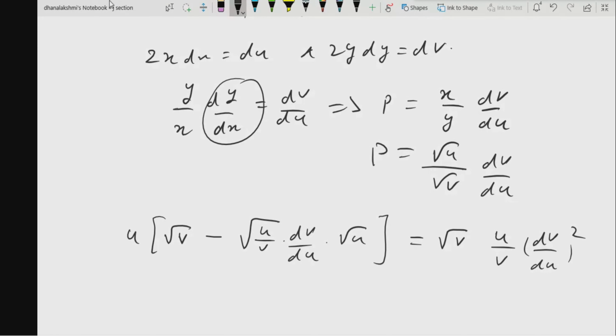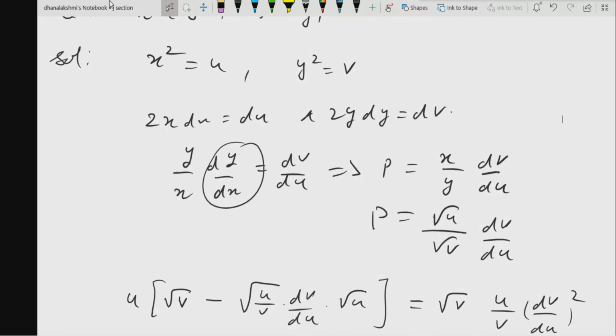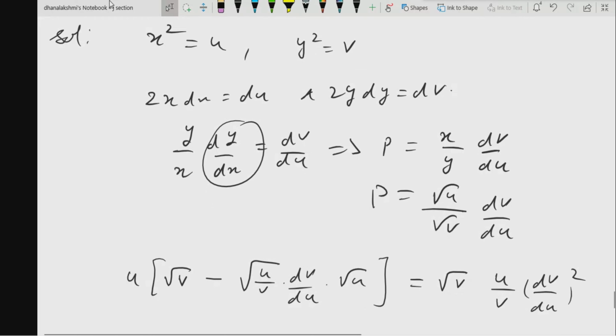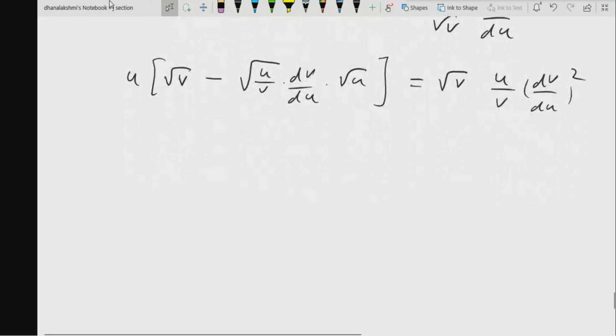Now let us simplify this thing. So on simplification, what will I get? Check. See, here you have root u, which will become u. And if I take root v common, you will get root v on the other side and you can simplify it. So on simplification, tell me what you will get. This u and this u will be cancelled. Can I cancel it?